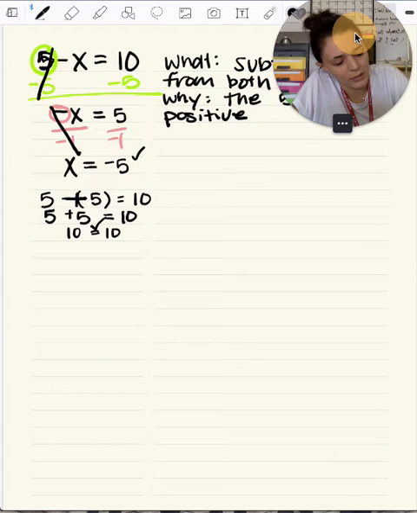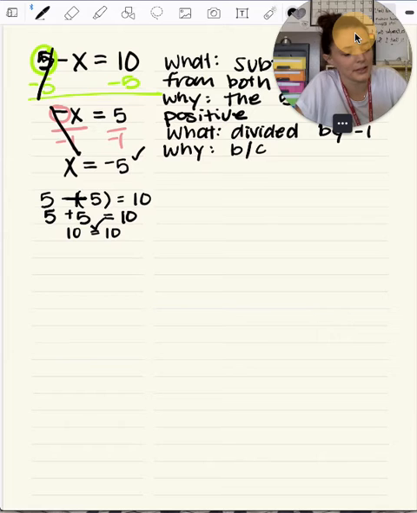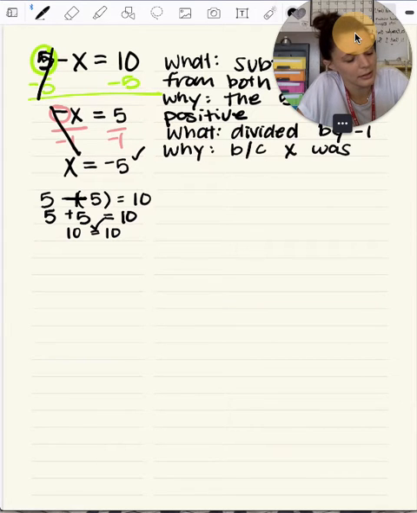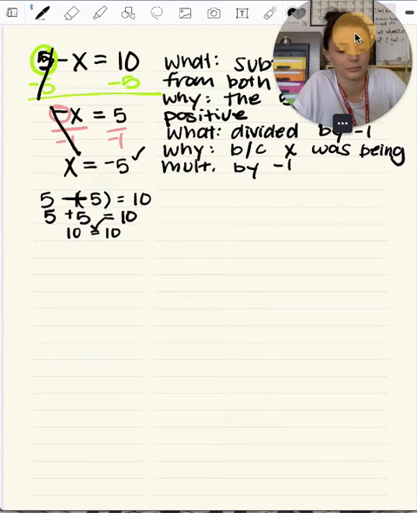So now that I know I did it right, what did I do? I divided by -1. Why did I do it? Because x was being multiplied by -1. Okay, moving on to the next example.